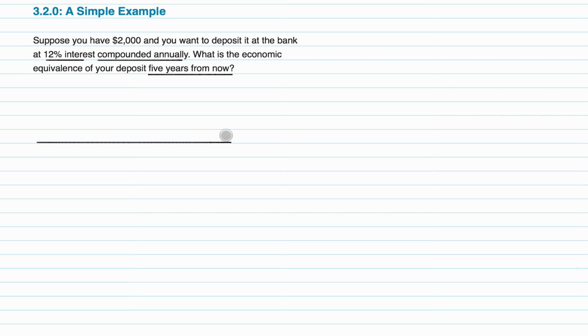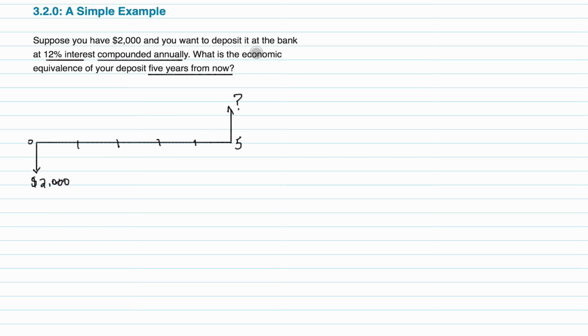So let's start by drawing out our cash flow diagram. You want to deposit $2,000 at year 0. And you want to know at 12% compounded annually, what is the equivalence of your deposit. So you just deposit $2,000 now, and you want to know how much it's worth 5 years from now. You want to take it out 5 years from now. So how much is it? So 1, 2, 3, 4, and 5.